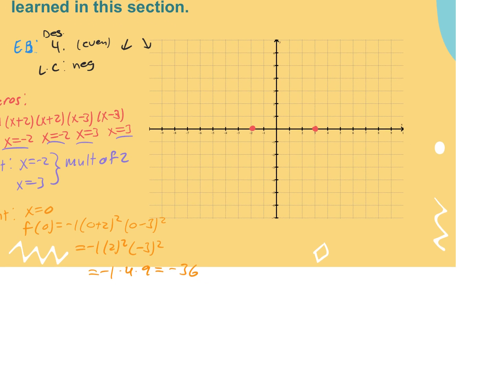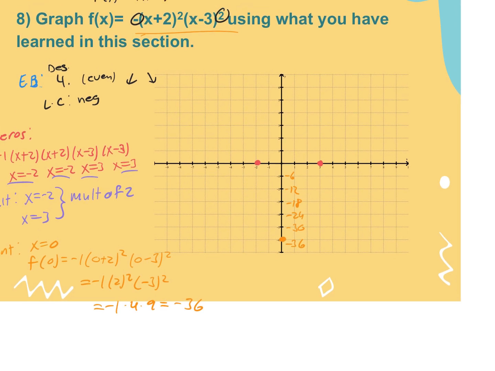All right, so it's going to go way down there. And if I want to fit it on the graph, I can change the scale of it: -12, -18, -24, and so on. And -36 is going to be somewhere down there. So we know that this is going to be a really long graph, so it's not going to fit on this graph that we see here. But we can still use the information that we found to do a rough sketch of it.